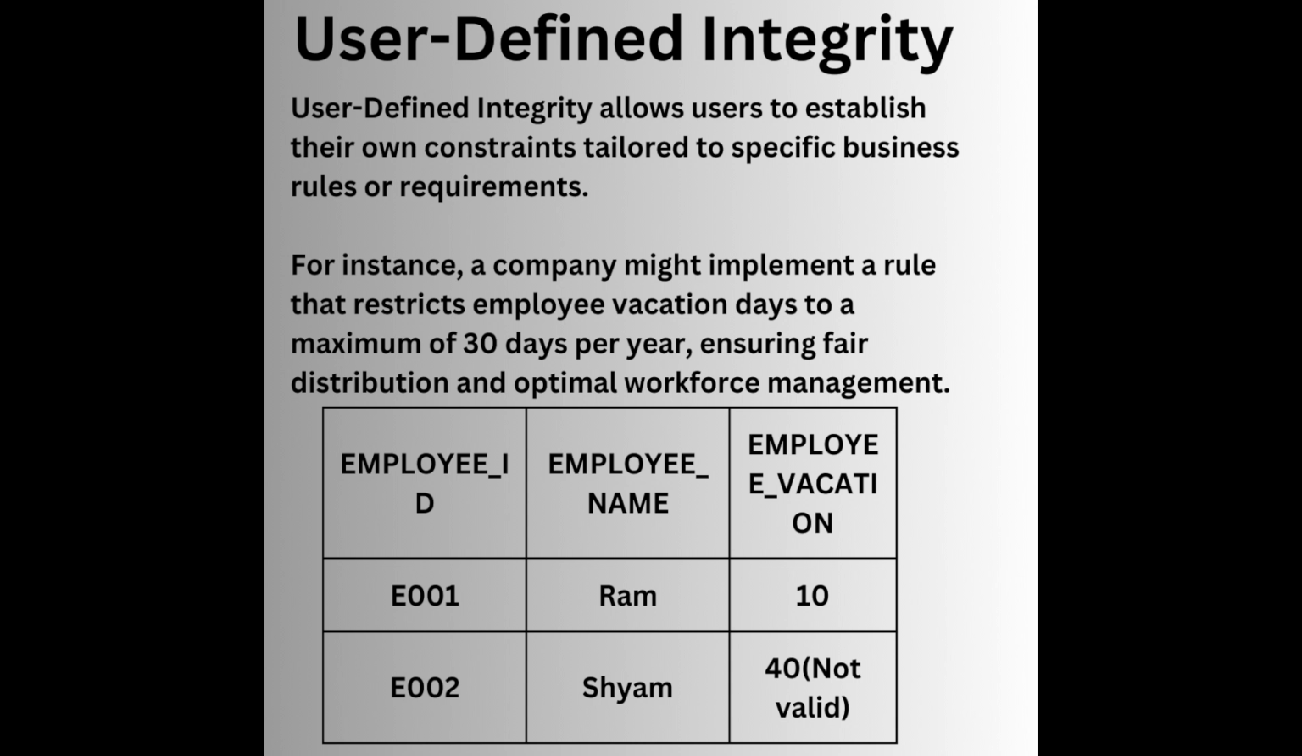User-defined integrity. Now, let's talk about user-defined integrity, which allows users to establish their own constraints tailored to specific business rules or requirements. For instance, a company might implement a rule that restricts employee vacation days to a maximum of 30 days per year, ensuring fair distribution and optimal workforce management.